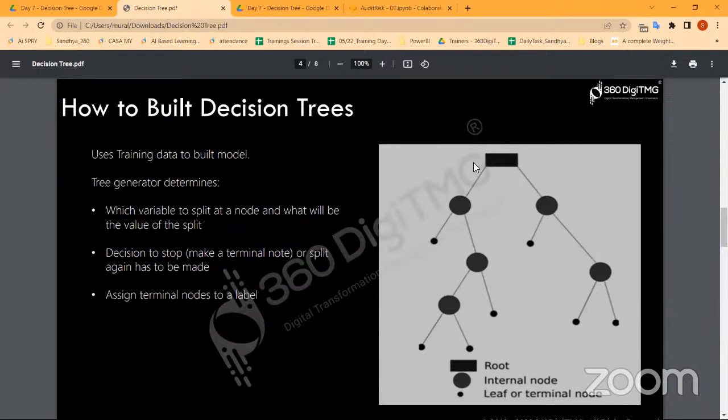As you can see, this is the root node, friends. From this root node, we try to establish the variables. We split it into variables, and each variable is again a branch node. From a branch, the decision to stop or split again has to be made, right? Whenever we don't have further classification, we can quickly stop splitting our tree and then assign the terminal node a label. A leaf node is nothing but a terminal node, and at the end, we add one label to it.